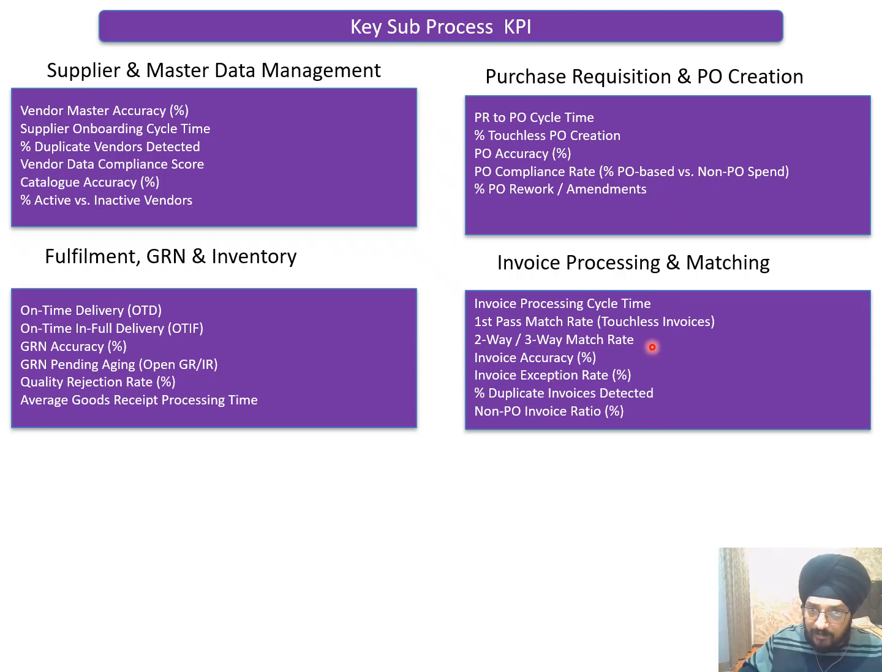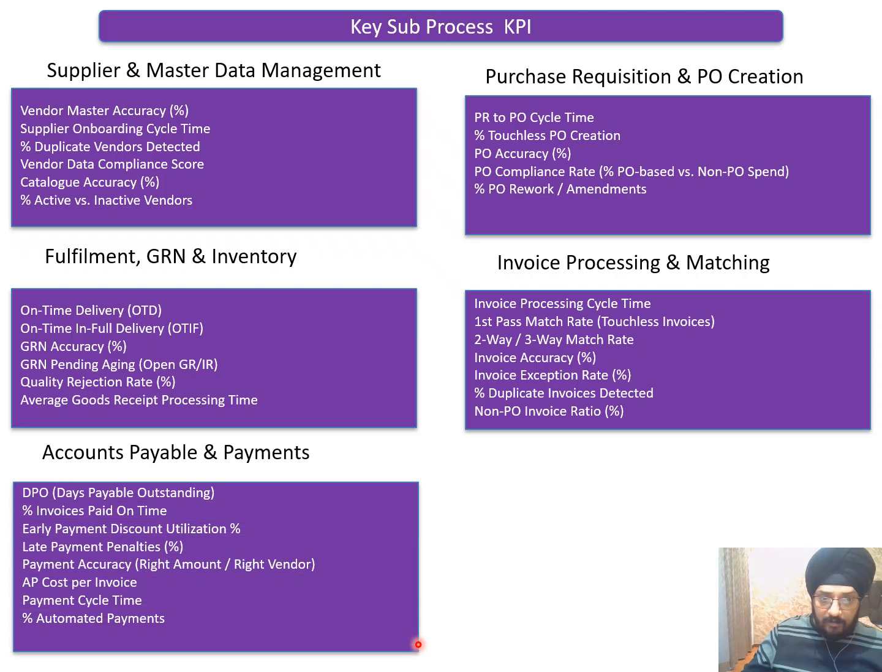First pass match rate, touchless invoice, two-way and three-way match rate, invoice accuracy, invoice exception rate, percentage of duplicate invoices, and non-PO invoice ratio. All these parameters for invoice processing help us to diagnose the health of the invoice processing process, and whether the accuracy and the guidelines which we have agreed with the client are being maintained or not. Then the next one, accounts payable and payments: DPO, days payable outstanding, percentage of invoices paid on time, early payment, late payment, AP cost per invoice.